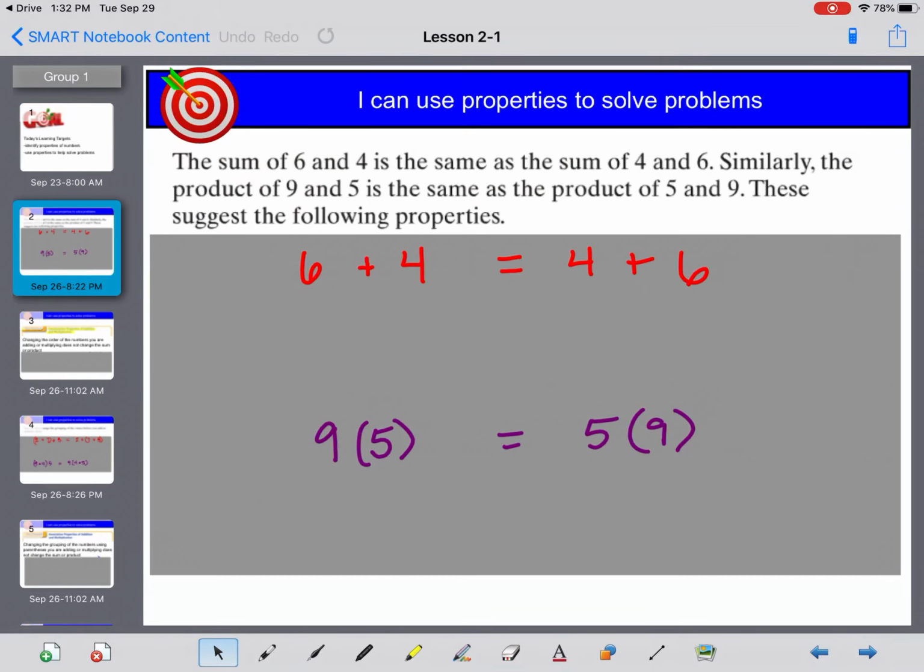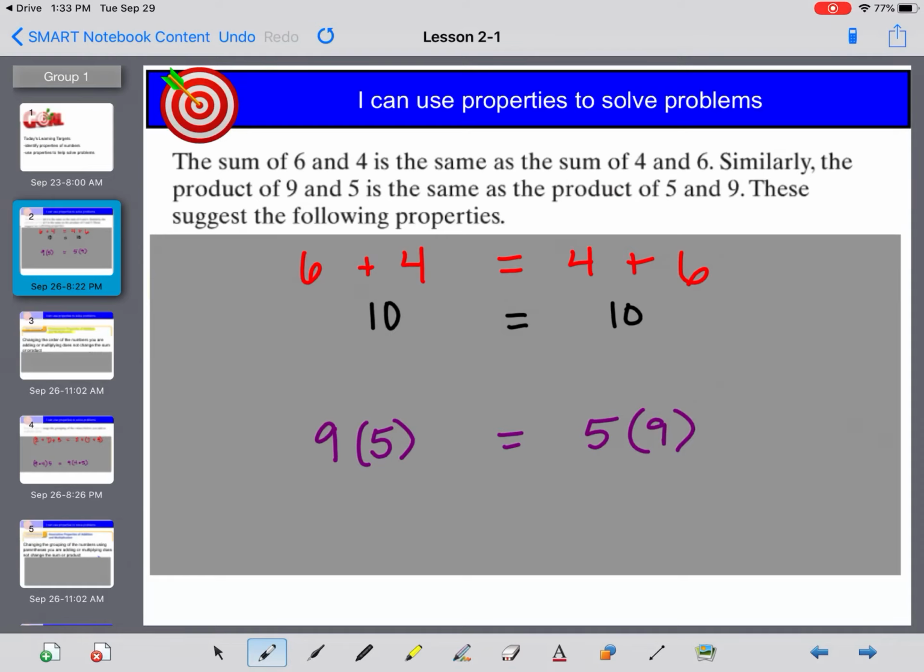The first property has to do with changing the order of the numbers. So in this example, the sum of 6 and 4 is the same as the sum of 4 and 6, as written in red. So if we solve this, 6 plus 4, sure enough, that's 10. And 4 plus 6, sure enough, that's 10. Because this is true of every number, regardless of if the number is positive or negative, if it's a decimal or a fraction, this holds true. Since this holds true, we call that a property.